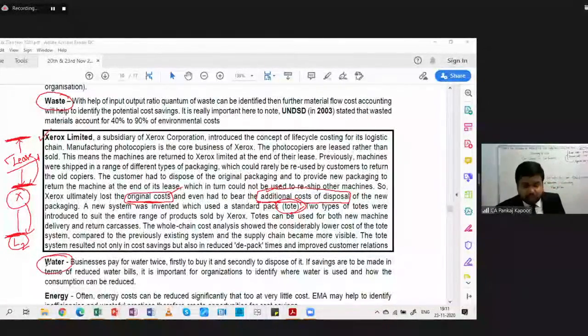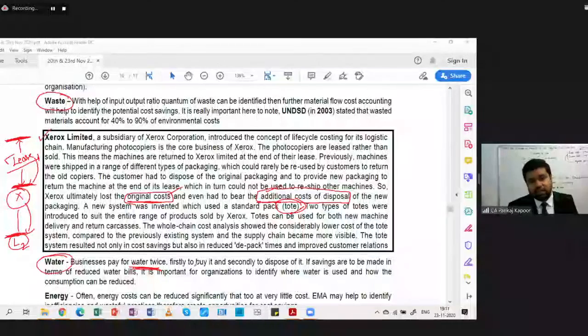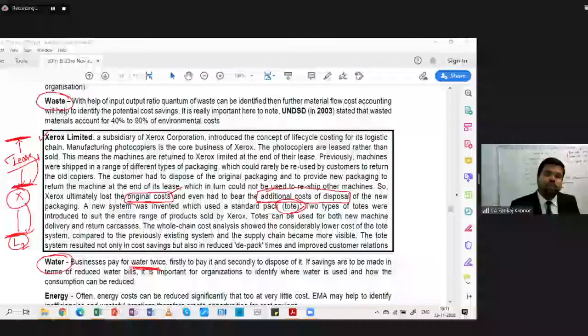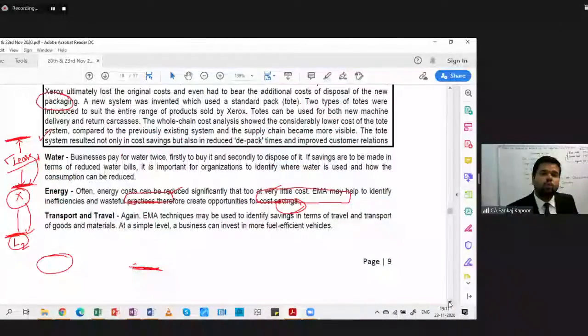What the study material says is that companies usually pay twice for the water. One, when they buy the water. Second, when they need to dispose of the toxic water. Obviously, prior to disposing of the toxic water, they need to treat it. If the company wishes to reduce its cost on water, what do they need to do? They need to identify the various areas where they are using the water. They must look into how they can reduce their consumption of water. And by identifying the means of reducing the consumption of water, they can reduce their cost as well.